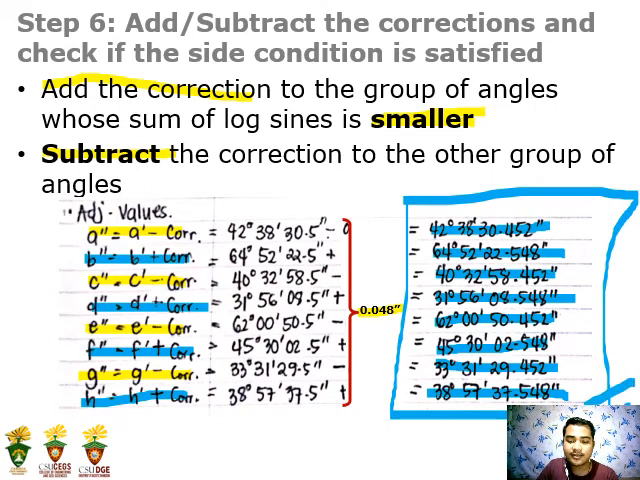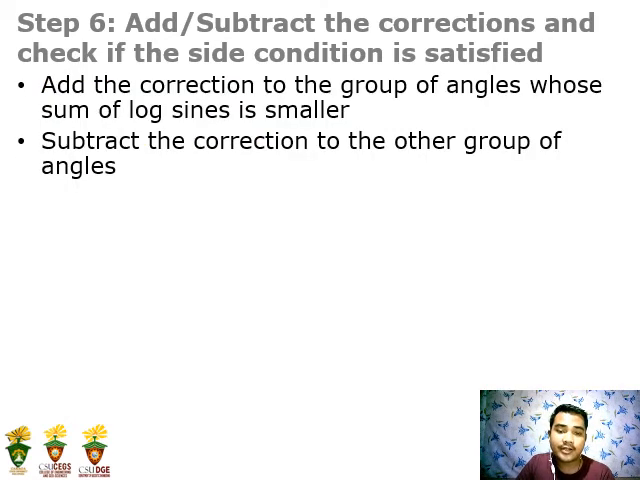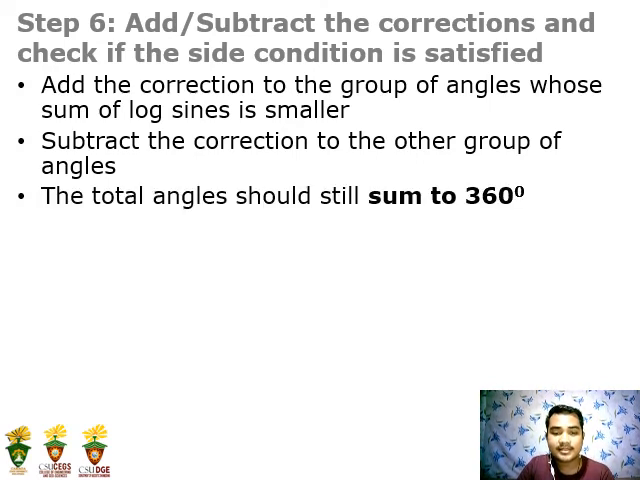So I guess you are already good with this one, so just recall your knowledge about it. Alright, so additionally, in step 6 we are going to subtract the correction. We add it to those with the smaller sum of log signs and subtract it from those with the bigger sum of log signs.